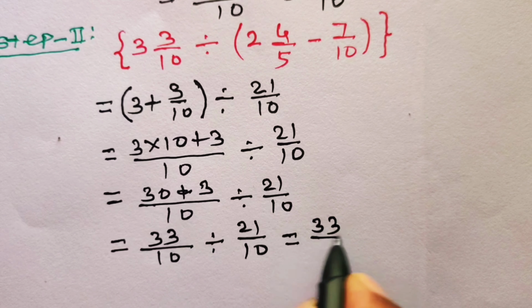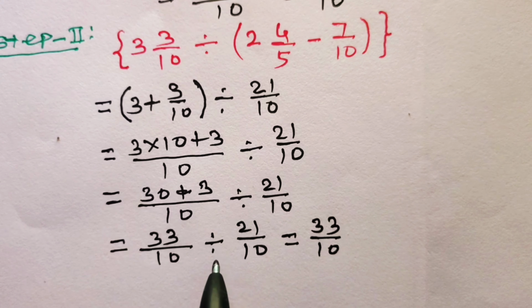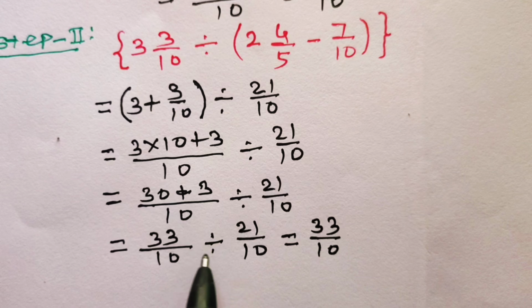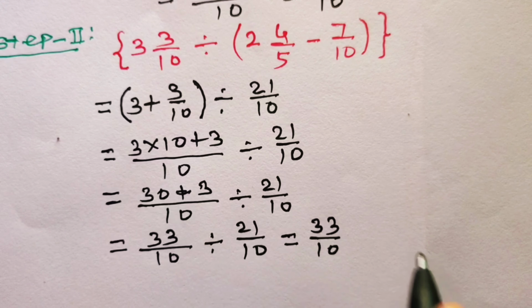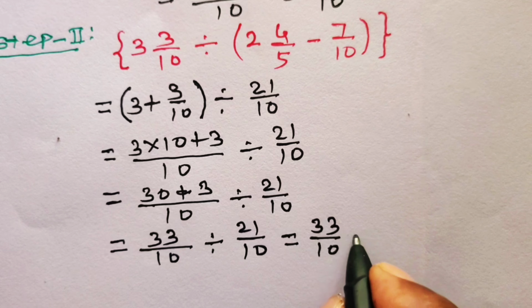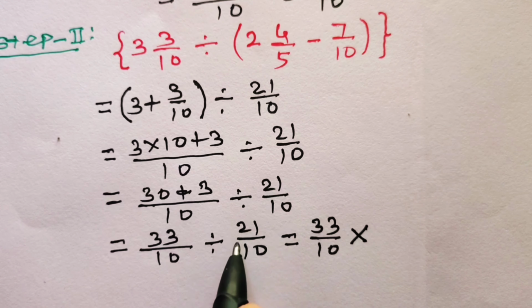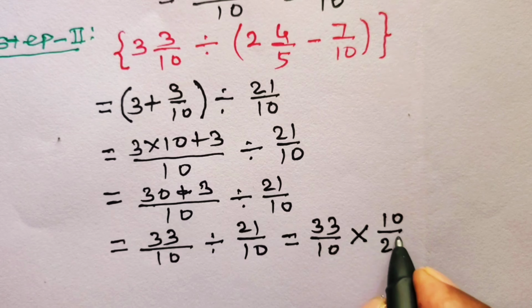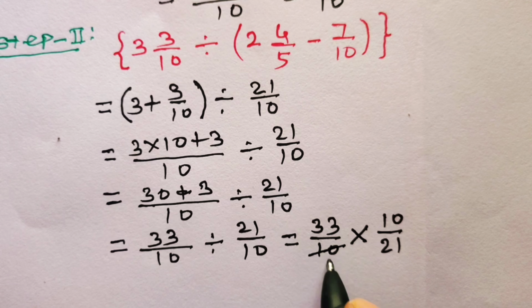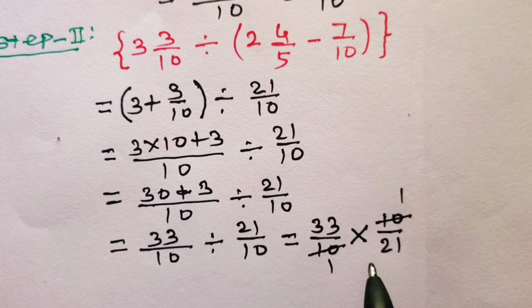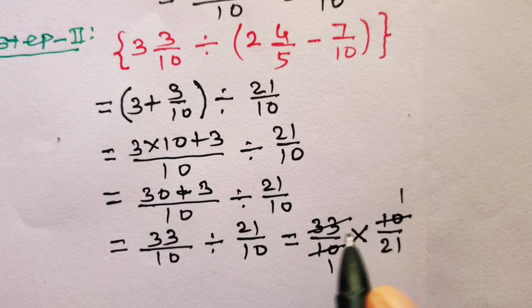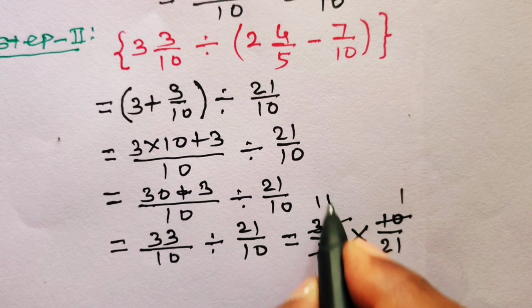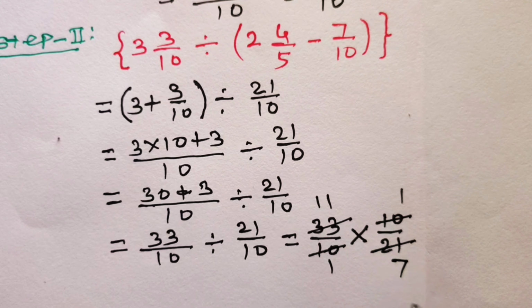33 over 10. Now replace this divide by sign by a multiplication sign, that is, into the reciprocal of this number, that is 10 upon 21. Now this 10 cancels with this 10, and divide this number by 3. 3 1 ja 3, 3 1 ja 3, 3 7 ja 21.